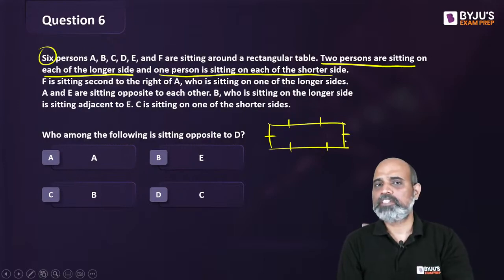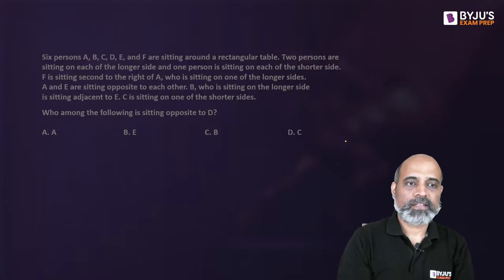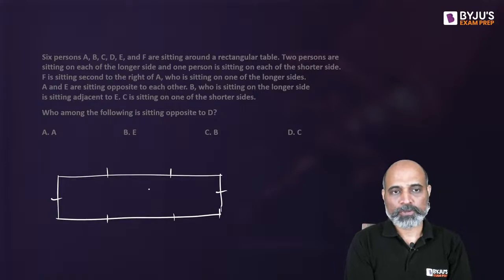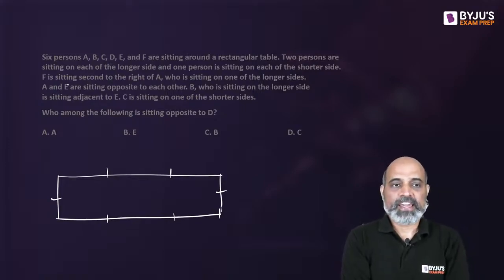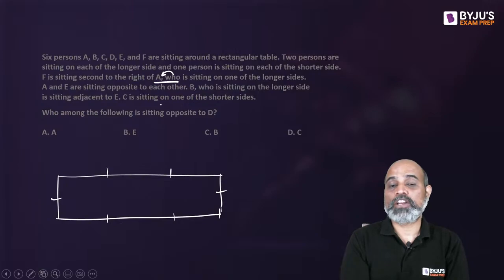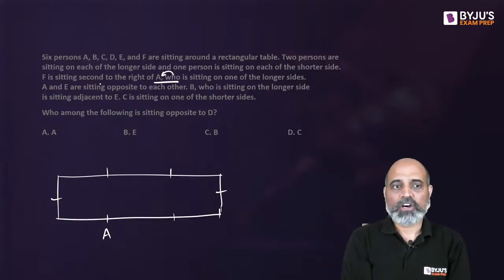Now the further information is about who is sitting where. So let's look at the question. We have a rectangular table. Draw a proper rectangular table. Don't make it too small, otherwise writing the names will confuse everything. F is sitting second to the right of A. That means this who is about A, so A is sitting on one of the longer sides. Suppose A is sitting on one of the longer sides, here or on top, it doesn't matter, it's symmetrical, right? Now F is sitting second to the right of A.